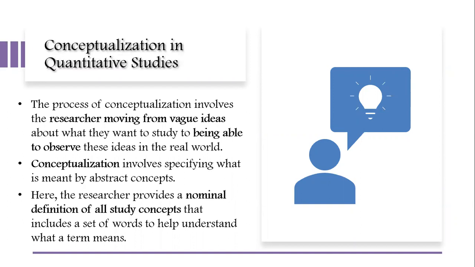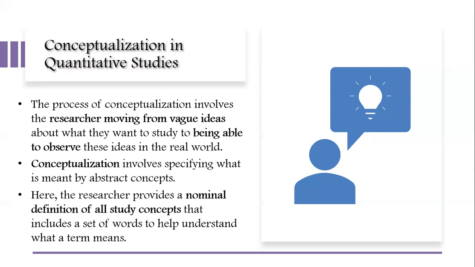So in terms of conceptualization in quantitative studies, the process of conceptualization involves the researcher moving from vague ideas about what they want to study to being able to observe these ideas in the real world. Conceptualization involves specifying what is meant by abstract concepts. Here, the researcher provides a nominal definition of all study concepts that includes a set of words to help understand what a term means. So in other words, for every concept or variable that is included in our study, we must provide a definition for each concept in order to be able to observe these concepts or variables in the real world.